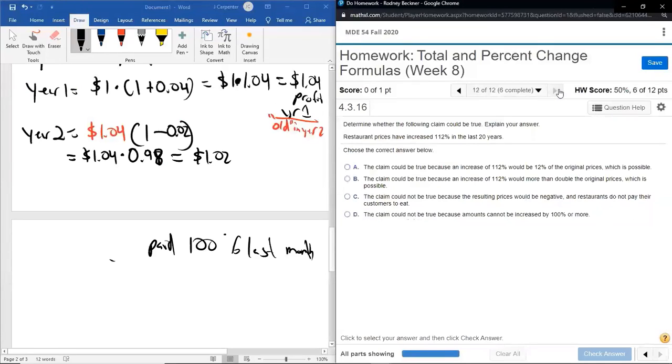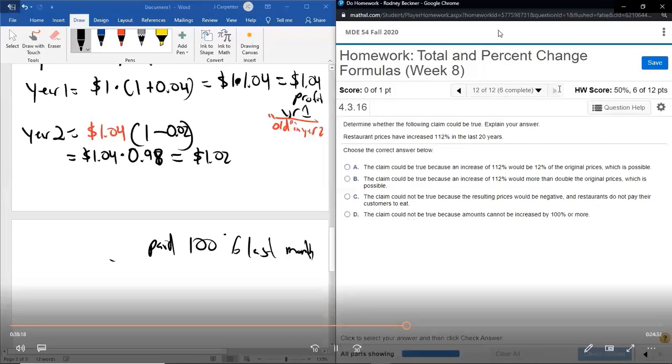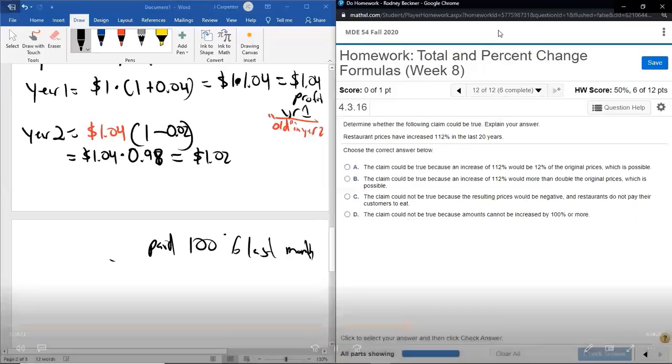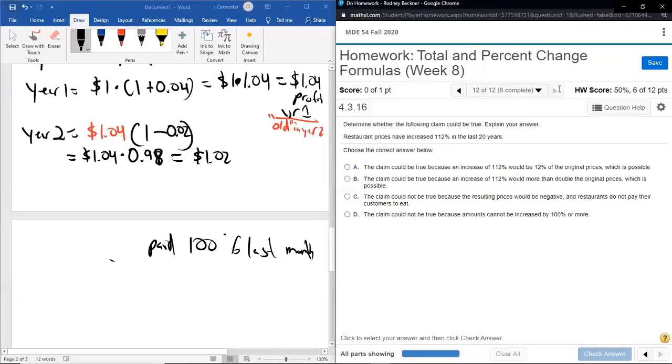Determine which of the following claims could be true. Restaurant prices have increased 112% in the last 20 years. So we got 2 for true and 2 for not true, and let's see why. The claim could be true because an increase of 112% would be 12% of the original prices, which is possible. The claim could be true because an increase of 112% would be more than double the original prices, which is possible. The claim could not be true because the resulting prices would be negative. Well, increase negative, that's obviously wrong. The claim cannot be true because amounts cannot be increased by more than 100%. That's completely wrong. We can increase amounts more than 100%.